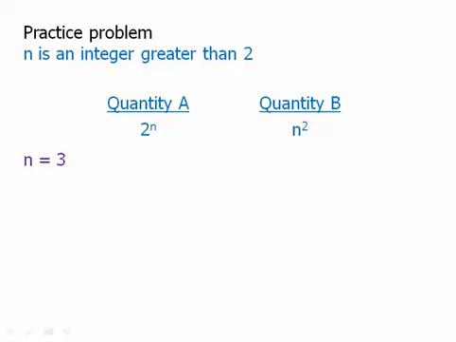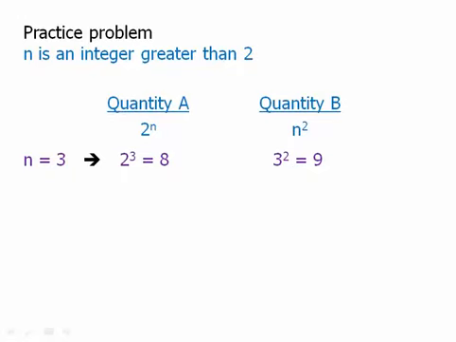Well, in quantity A, we get 2 to the third. 2 to the third is 2 cubed. That's 8. And of course, in quantity B, we get 3 squared. That's 9. So quantity B is bigger if we pick n equals 3.